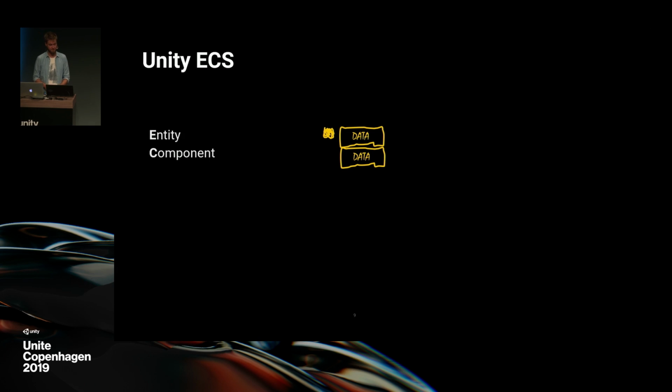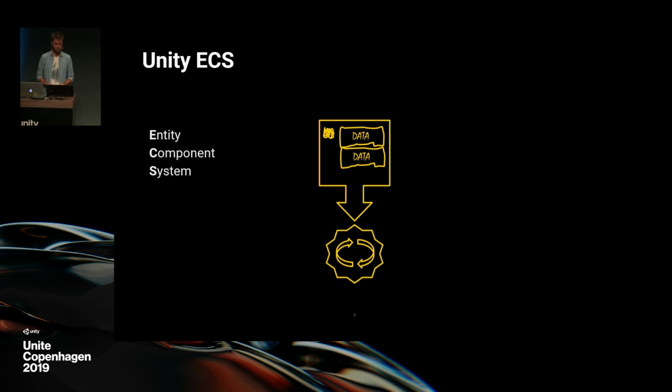Then the third thing is systems, which take certain combinations of components and transform them. What this means is we are moving from a more traditional inheritance-based approach, where our class has some data and some logic, and then we inherit from this class and it grows bigger and bigger. Instead, we're using a composition-based approach. We have very small atomic parts, like our components, and then we compose those together to form more complex behavior.